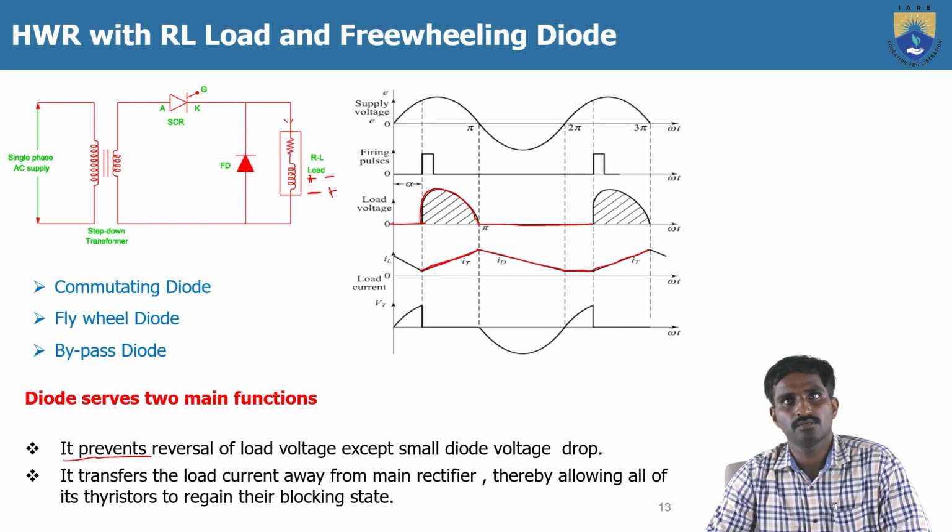This is all about the effect of the freewheeling diode in the two different cases. One is in the midpoint converter, and the other is the half wave rectifier.